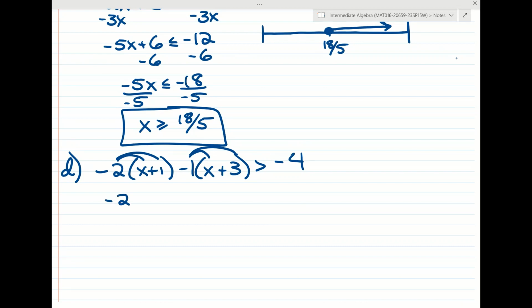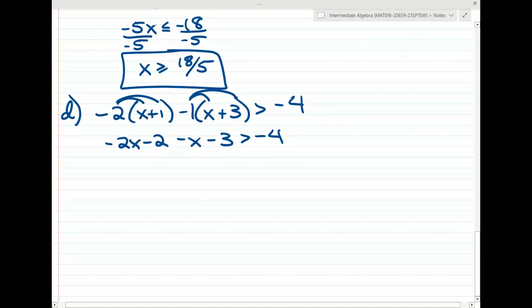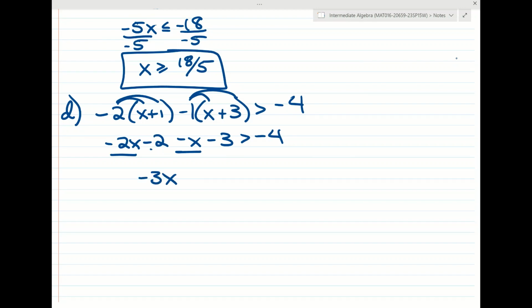And we get negative 2x minus 2 minus x minus 3 is greater than negative 4. Then combining our like terms, negative 2x minus x is negative 3x. Negative 2 minus 3 is negative 5. So once we combine our like terms, we get this.